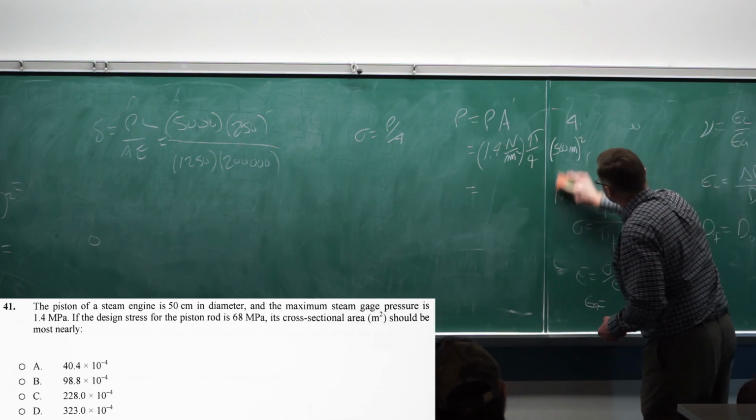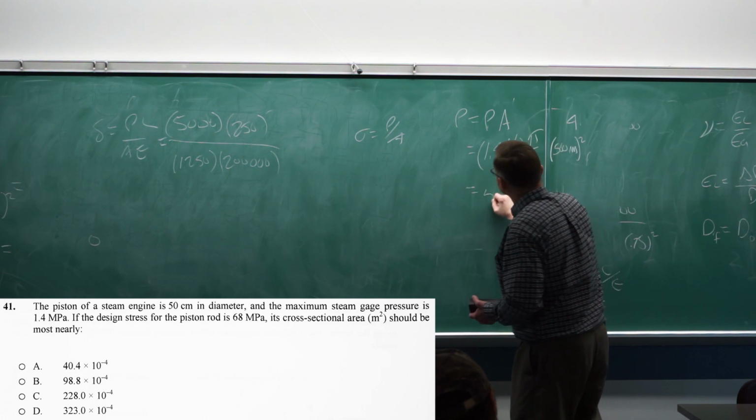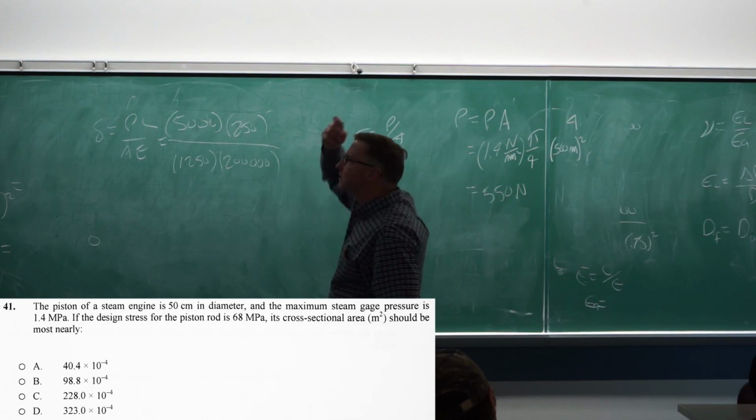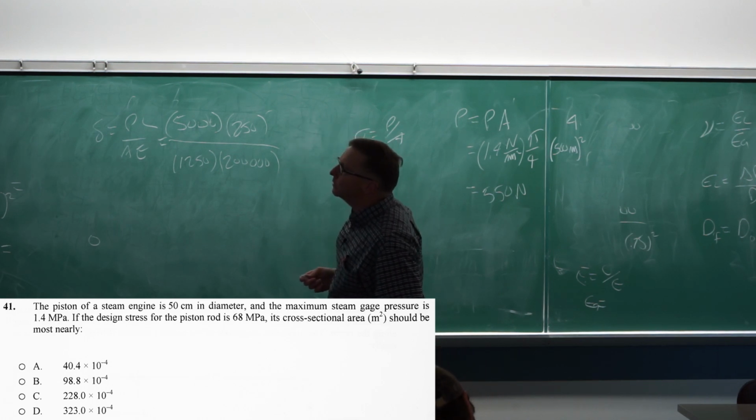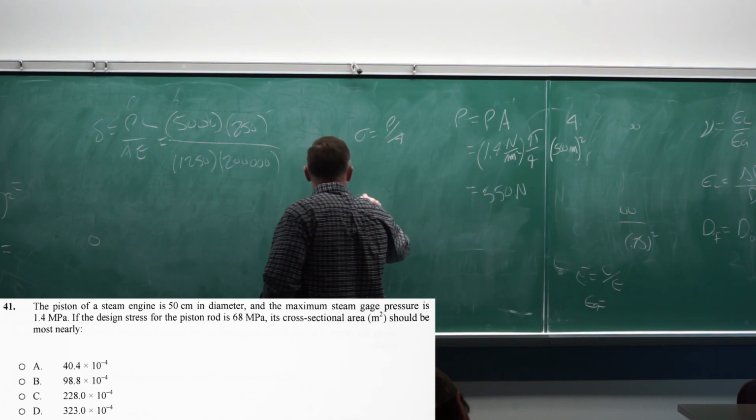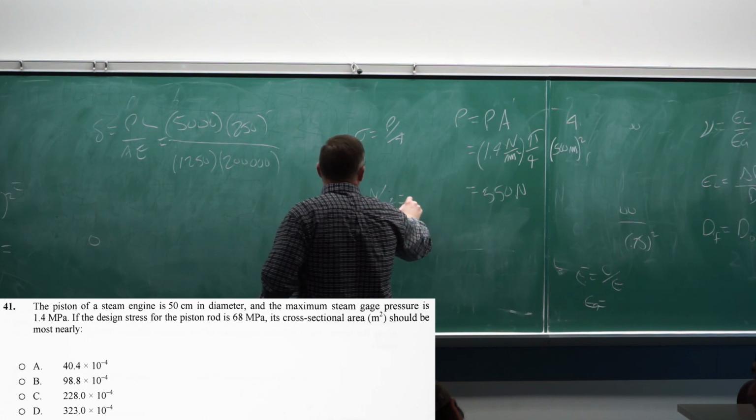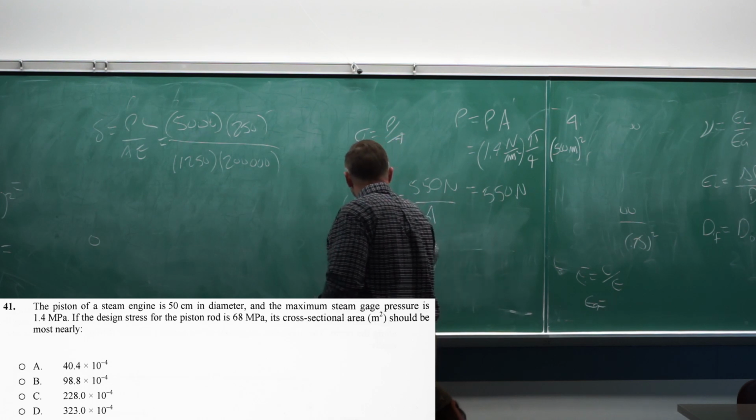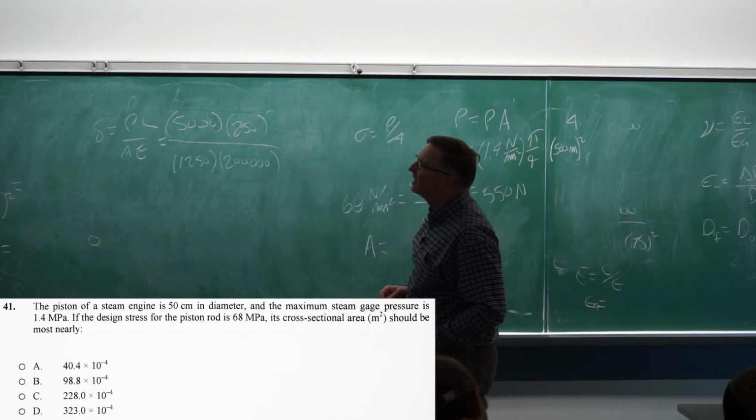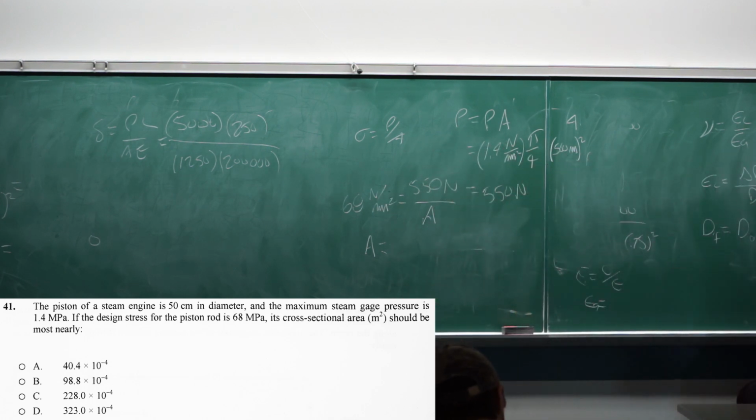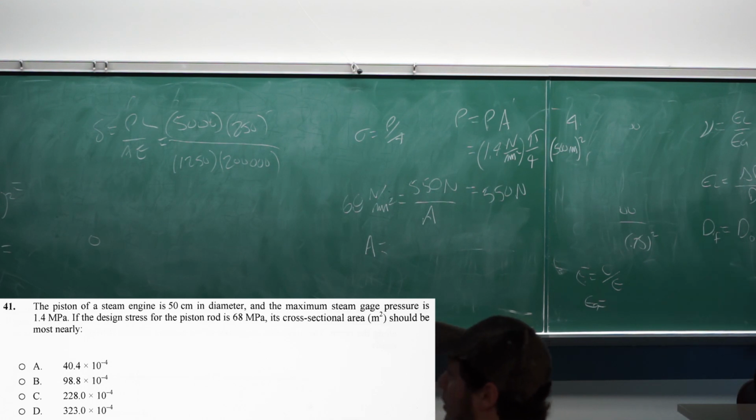This is going a little better. 550 newtons. And then we're going to have to go back to the stress relationship. The stress needs to be limited to 68 MPa. 68 megapascal is 68 newtons per millimeter squared. And that force is 550 newtons. So that's going to give you an area, in millimeters squared. And that's in meters squared, so you're going to have to move the decimal point by 6 places when we're done here.